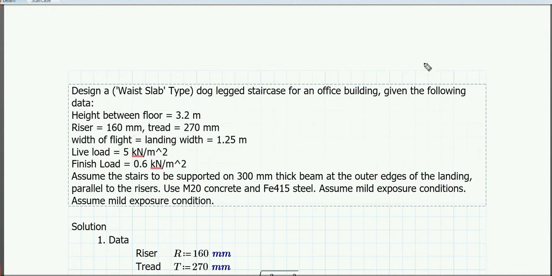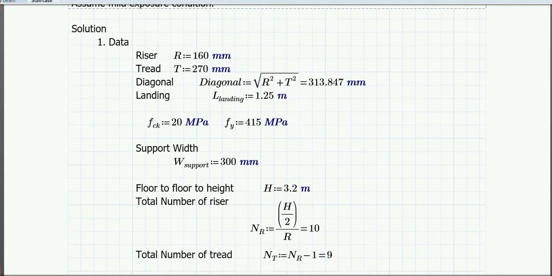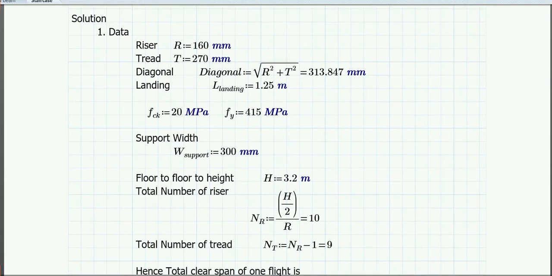Before going into this, I would like to suggest you to imagine or visualize a dogleg staircase, the plan as well as the elevation. If we go into the design, the first thing we are going to consider is the riser. The riser is given as 160 mm. These are the data which are provided. The tread is 270 mm.